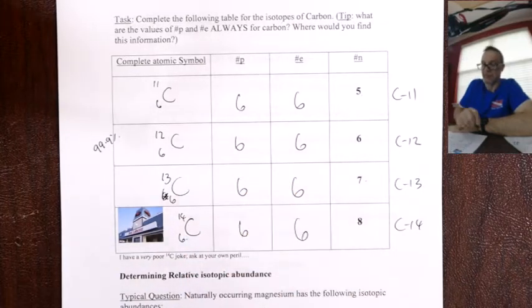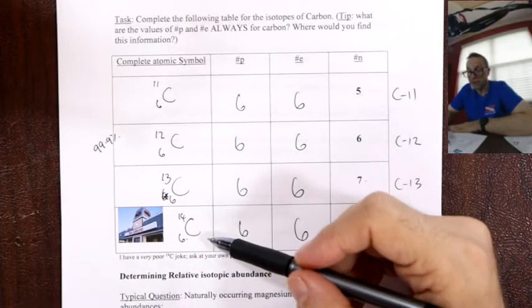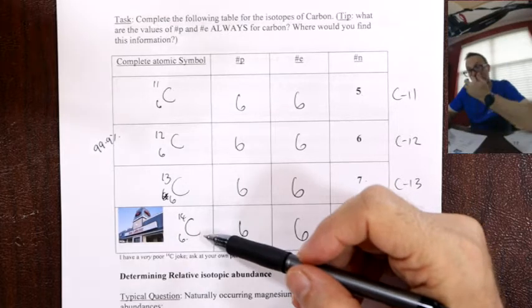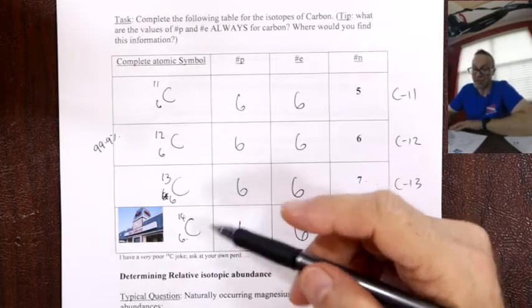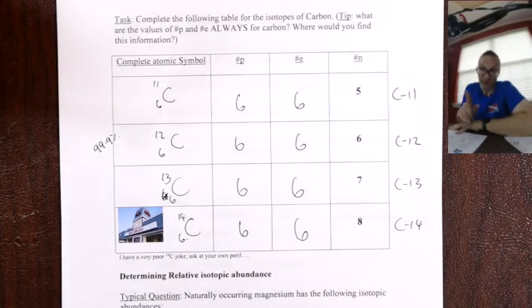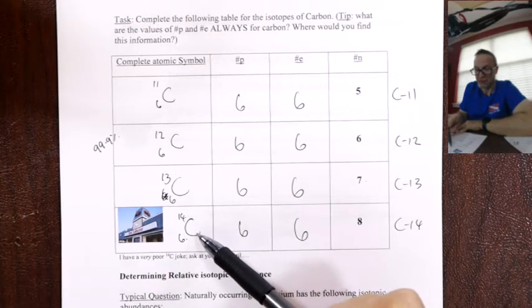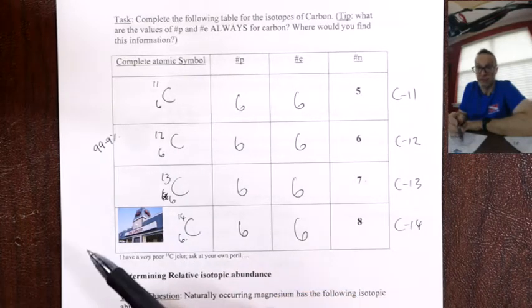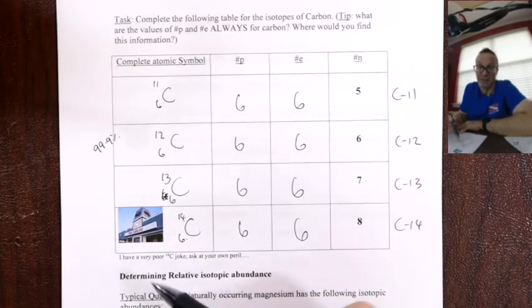Carbon-14 is very, very important because it's the basis of carbon dating. Carbon dating, of course, is when 2 isotopes of carbon go to Red Lobster. That's carbon dating. That's a very bad joke.